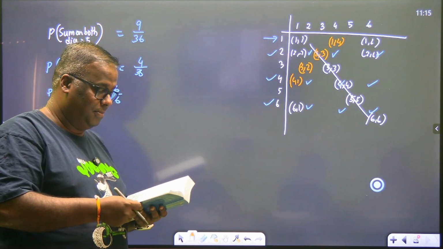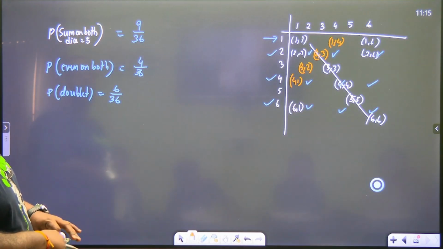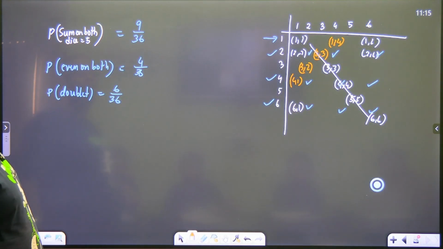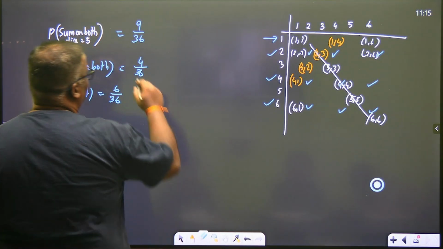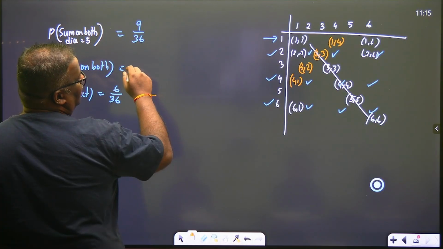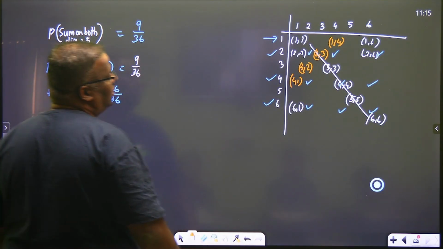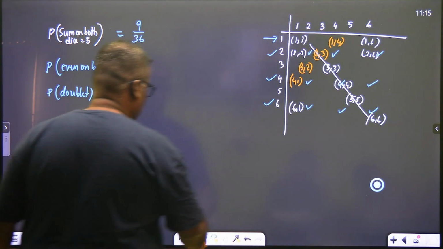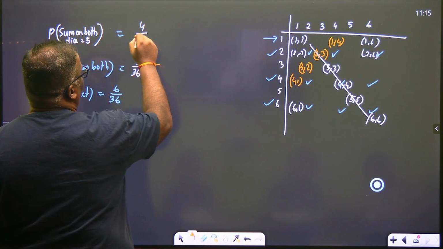Even on both is 9. Did I write something wrong? Yes, 9 by, sorry. This is what? Even on both is 9 by 36. And sum of both as 5. This was 4, no? This is what I wrote wrong. Sorry. 4 upon 36. Okay.